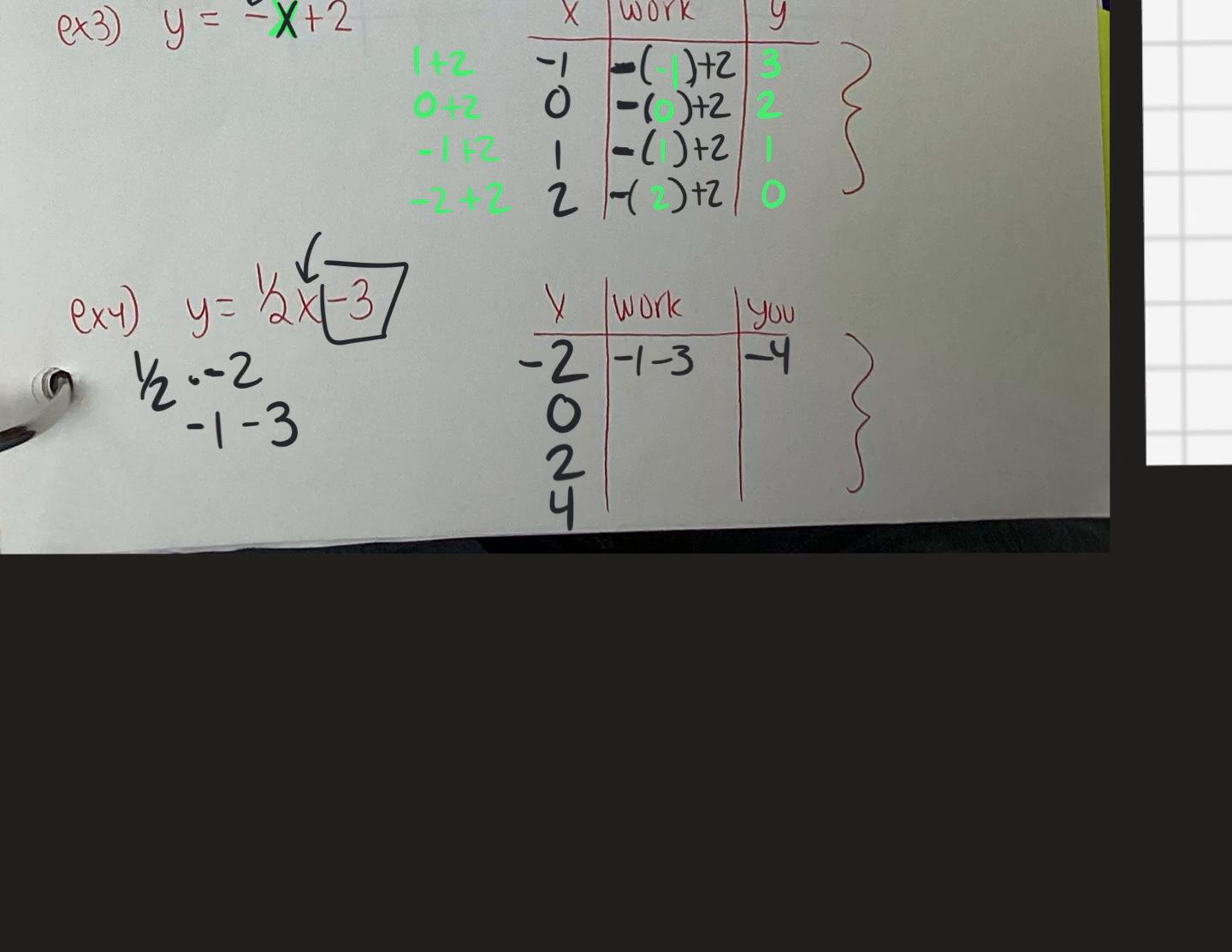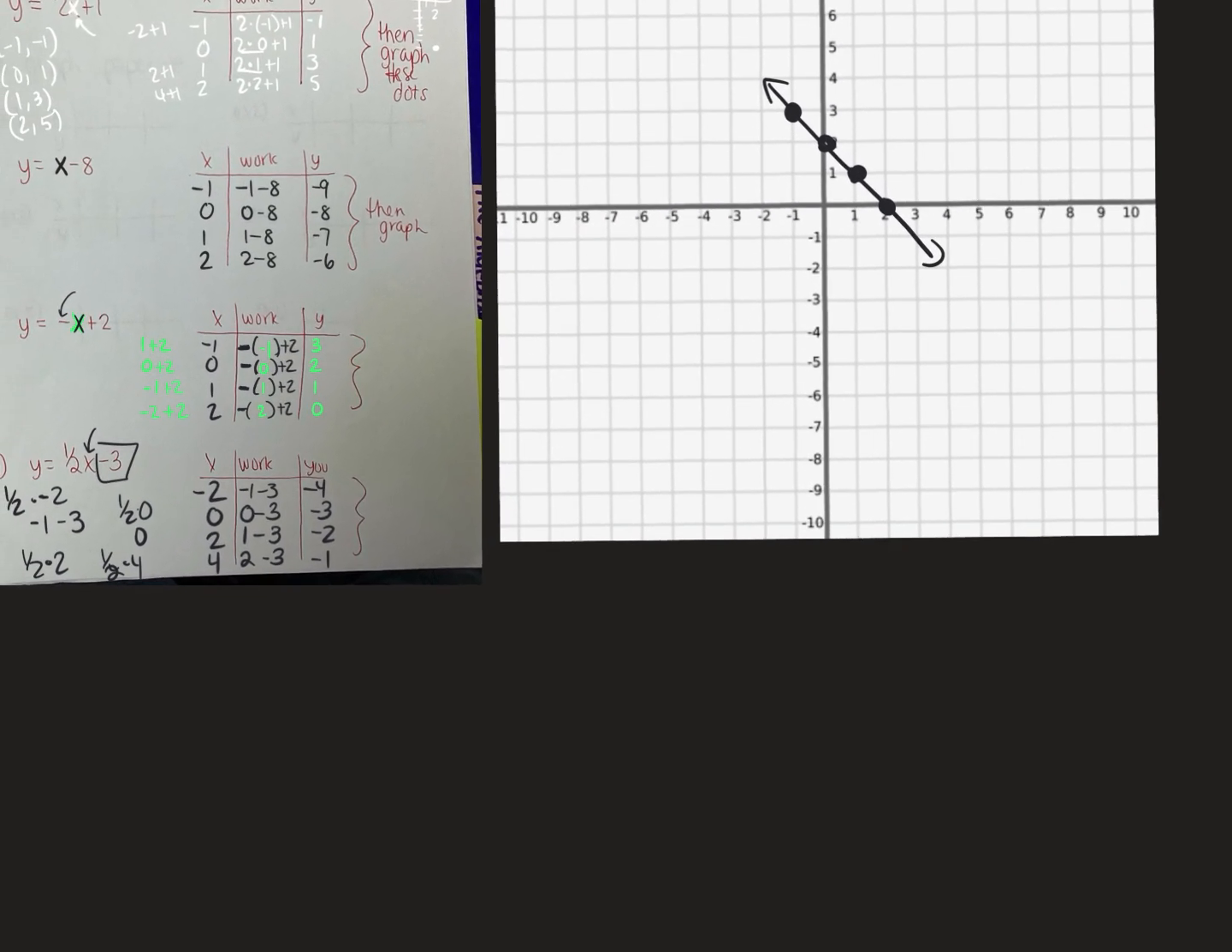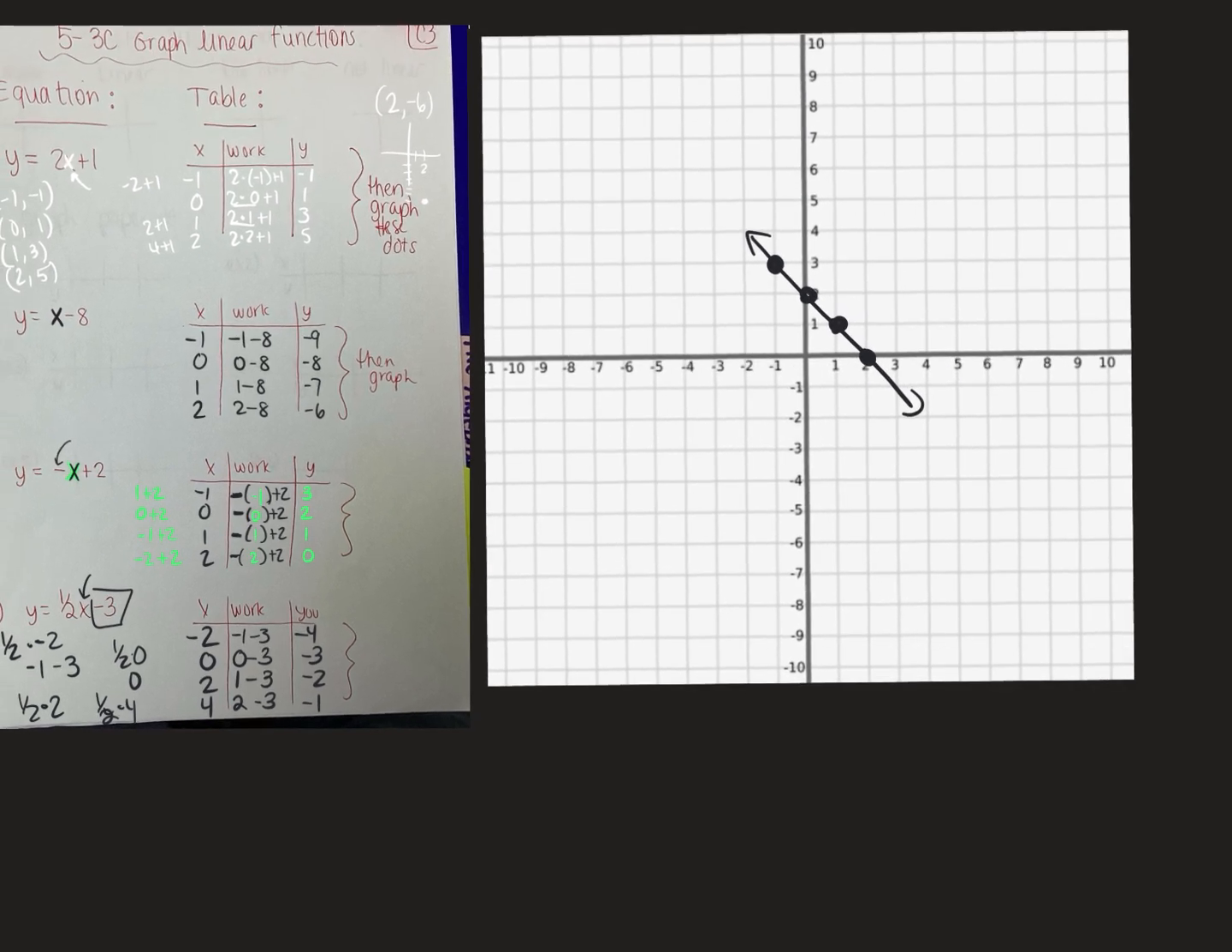Let's do half of nothing. Half of 0 is 0 minus 3. Half of 2 is 1. 1 minus 3. And half of 4 is 2. 2 minus 3 is negative 1. Now we're going to go and graph them. This time hit pause on the video, try graphing it by yourself, and see if your picture matches my picture.